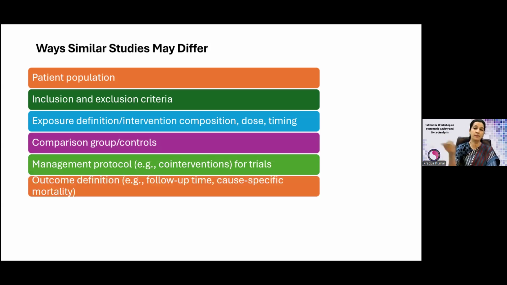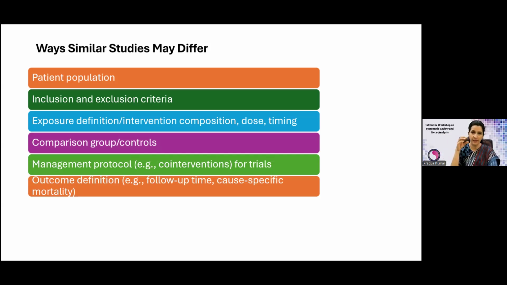And the outcome definition will also be different in each study. In one study, they have taken the follow-up, like the mean duration of diarrhea. One person has taken maybe the cause, or the level of dehydration. The other person might have taken the hospital stay, or the duration of hospital stay. So the outcome is also different.